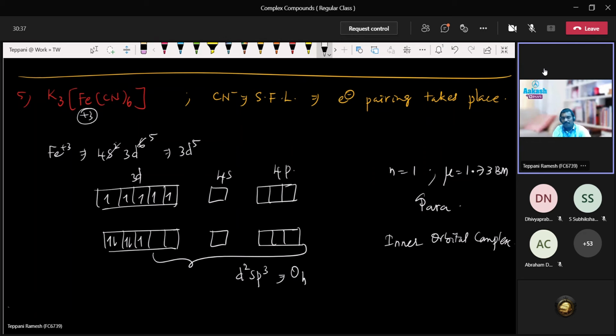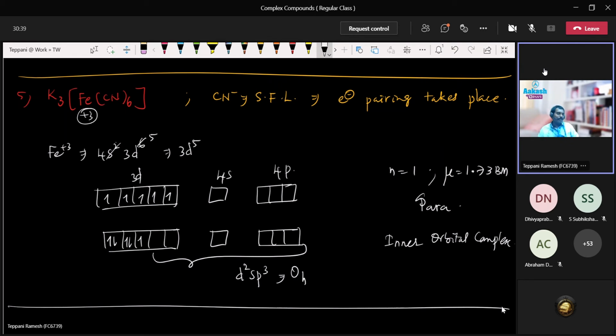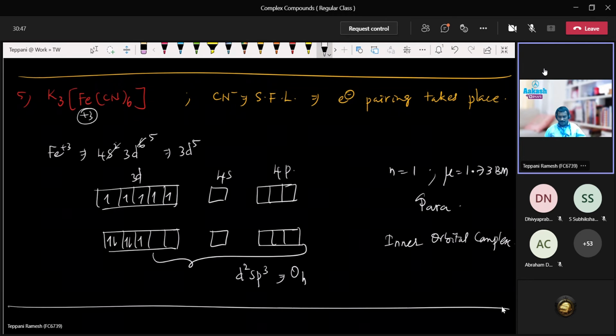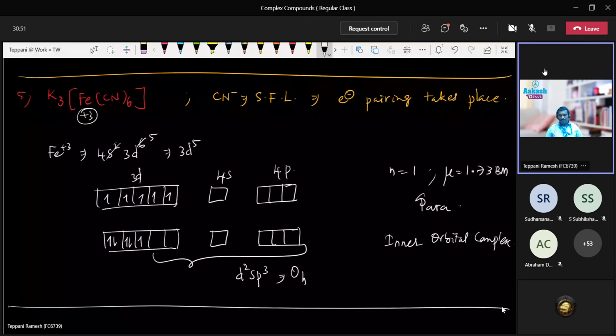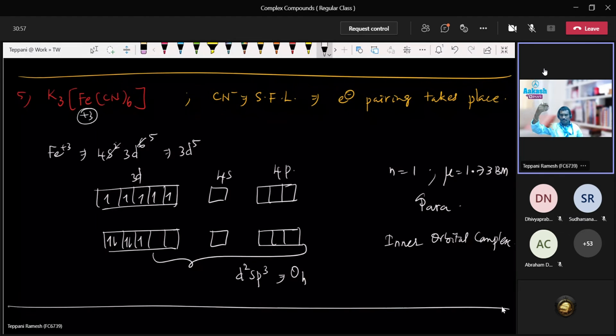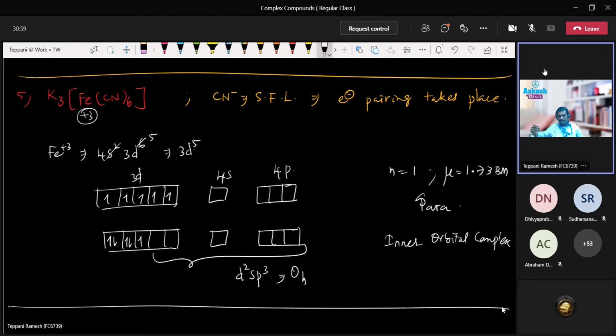What differences did you notice in the above and below case, and what similarities did you observe in the above and below case? Both I want. Tell me. So mu is not equal to 0 in one, and in the other mu is equal to 0. Unpaired electron: no in one, yes in the other. Diamagnetic, paramagnetic. Is it dissimilarity?